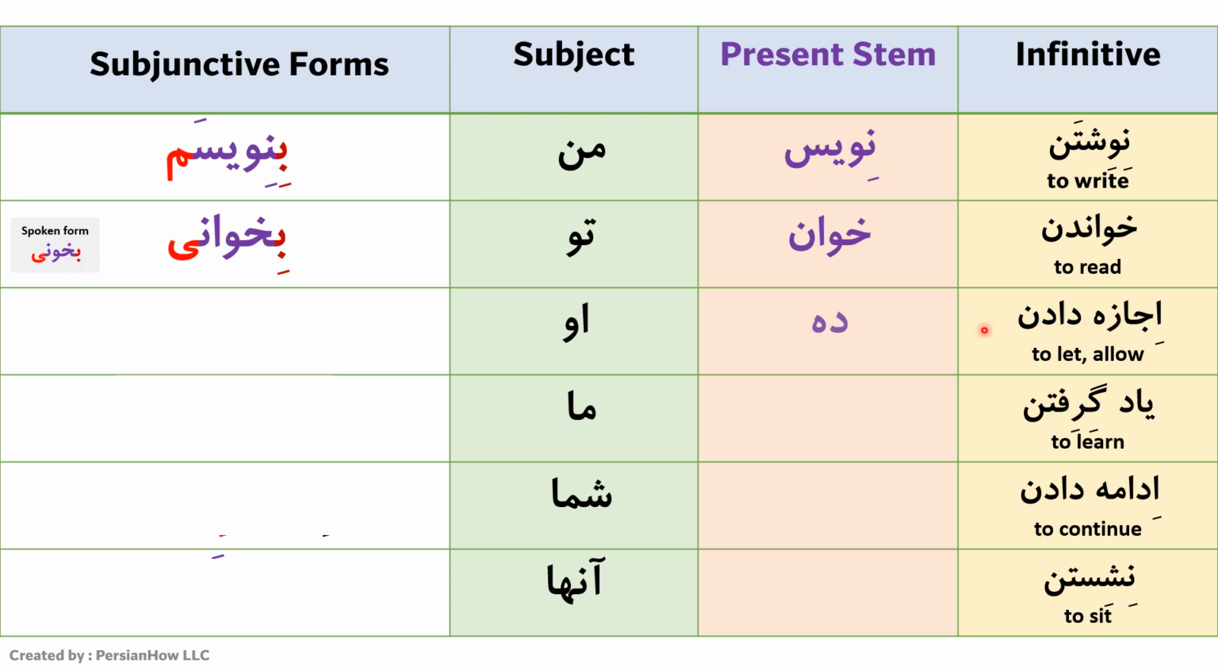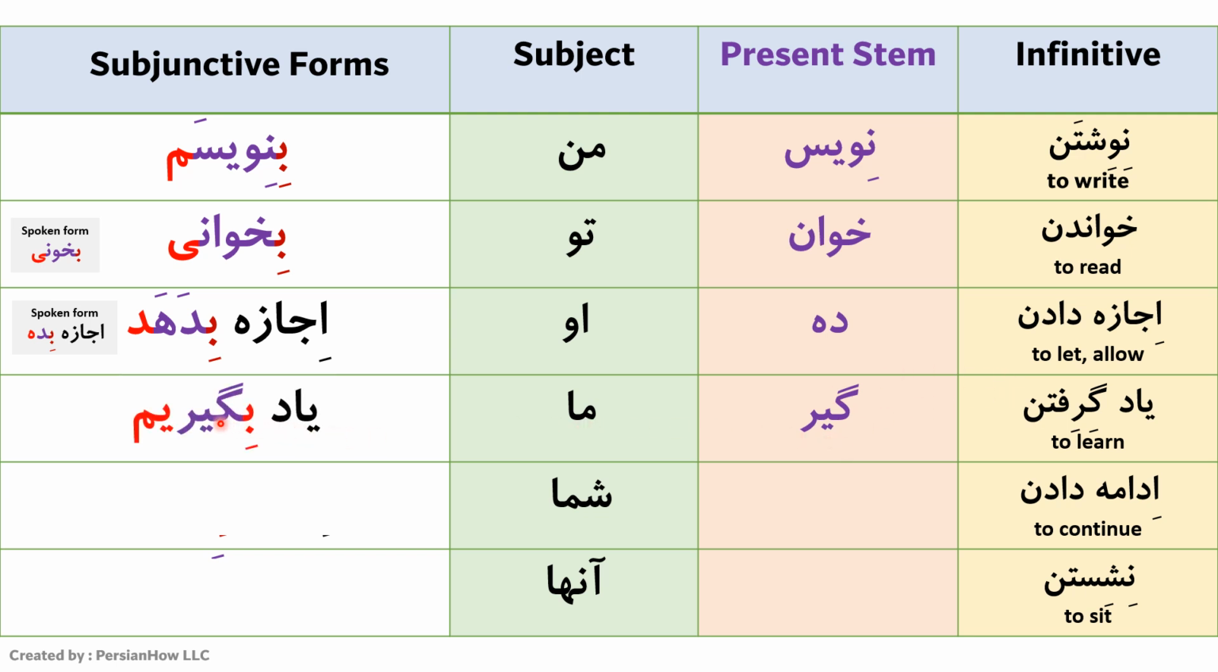اجازه دادن. ده is the present stem. او is the subject. اجازه بدهد. The name of the present stem is ده. We pronounce it as ده, but then when it gets conjugated, it becomes daha. And this one has a drastic change in the spoken form. اجازه بده. We drop the letter ه. اجازه بده. یاد گرفتن. گیر is the present stem of گرفتن. Subject ما. یاد بگیریم.